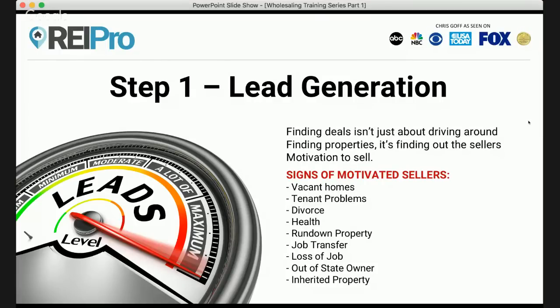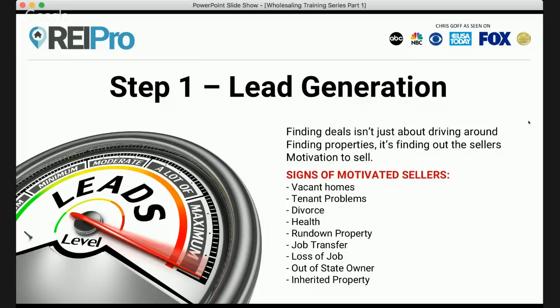Somebody could vandalize the property. Somebody could go on the property and get hurt on the property. It's a vacant home. This could cost a lot of money. Maybe the owner can't afford to fix up the property. Should be a sign of motivation here. Maybe tenant problems. We actually just did a house like that.